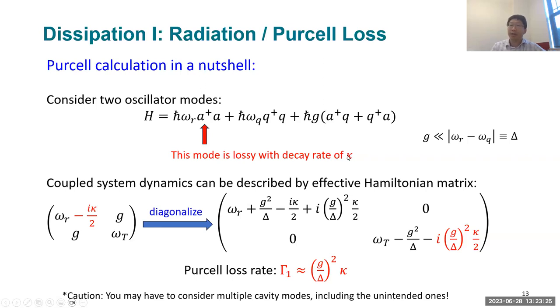And we consider the weak coupling limit. The condition is that the coupling rate g is much smaller than the detuning between your qubit and your cavity. This is what we call the dispersive limit, or the very weak hybridization limit. So the cavity is primarily still cavity. It does not inherit too much of the qubit character. Now, we really treat this coupled system dynamics as a coupled oscillator linear system, so you can use an effective Hamiltonian matrix which includes an imaginary part to represent dissipation. This imaginary part, with a coefficient of kappa over 2, represents the imaginary frequency of your resonator.